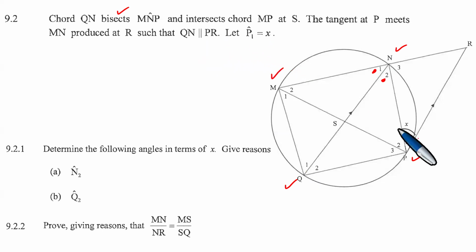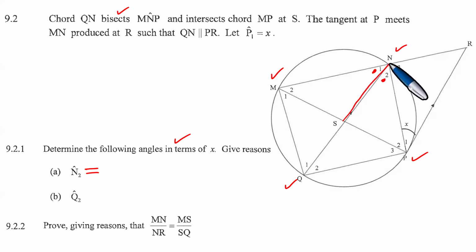But angle P1 is x. The examiner just gave it as x. Now they're saying determine the following angles in terms of x. Give reasons. What is the size of the angle N2 in terms of x? Where is N2? This is N, and this is N2.